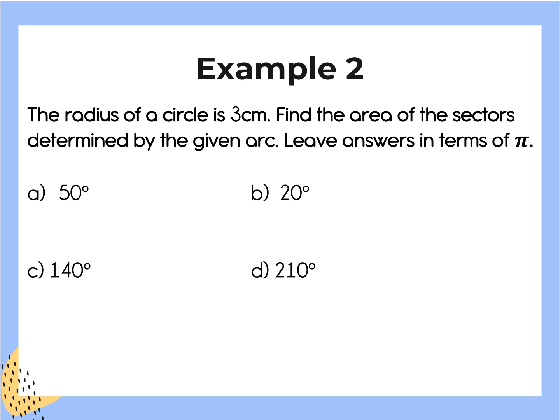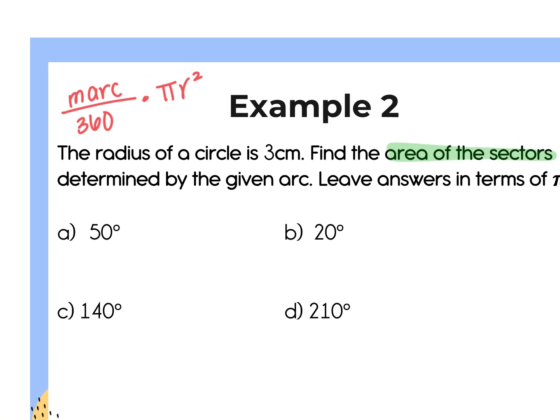So for this, it's asking for the area of the sector. Okay, area of the sector, so you have to know that formula. The formula for that is the measure of your arc over 360 times pi r squared. Again, I will give you guys time to write these down, so don't worry about writing it down.